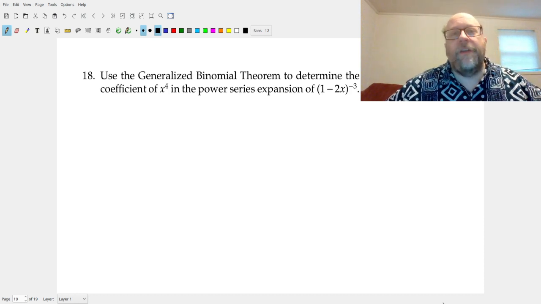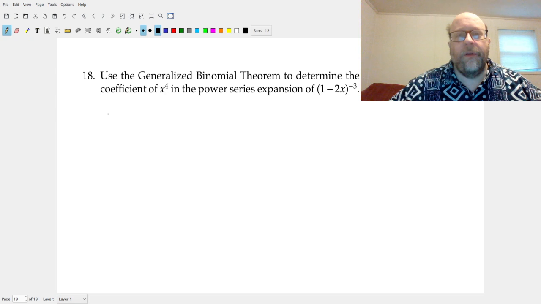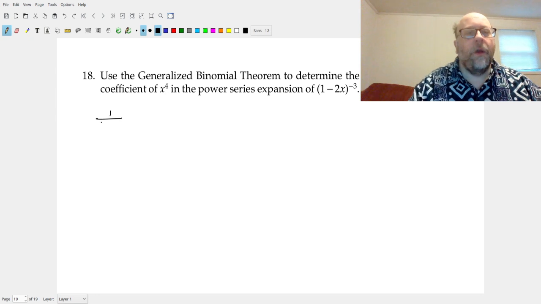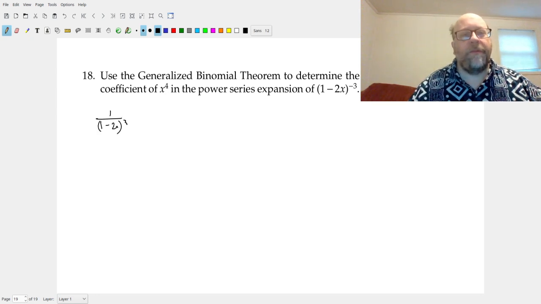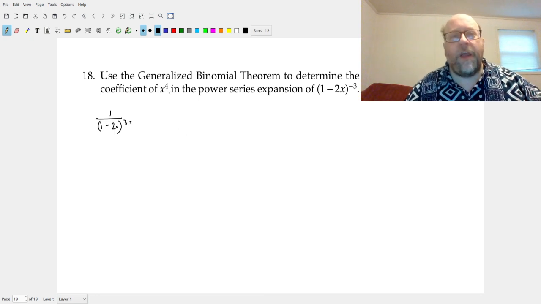All right, number 18. Use the generalized binomial theorem to determine the coefficient of x to the 4th in this power series. So this is the same thing as 1 over 1 minus 2x raised to the positive 3. By the generalized binomial theorem, this is a sum as n goes from 0 to infinity of negative 3 choose n times negative 2x raised to the n power.